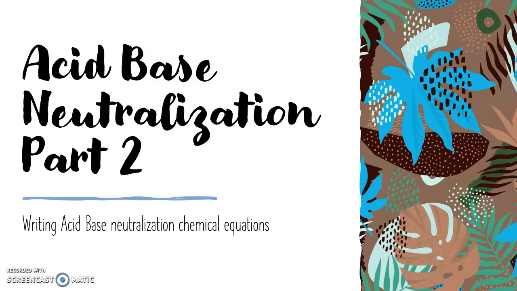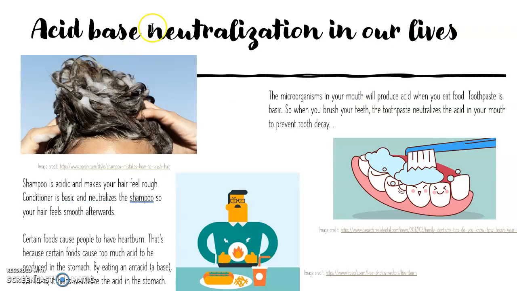Hi, this is acid and base neutralization part 2, and we are going to focus on writing acid and base neutralization chemical equations. Just a little bit of background about acids and bases and how they're relevant in your lives. One, brushing your teeth. The microorganisms in your mouth actually end up producing acid when you eat. And how we prevent tooth decay is that we have to brush our teeth. The toothpaste is basic and it helps neutralize the acid that's in your mouth after eating.